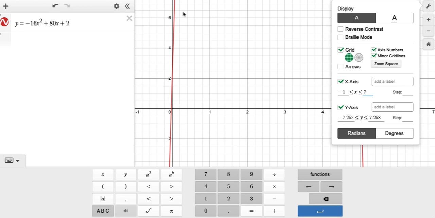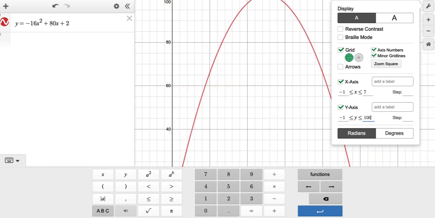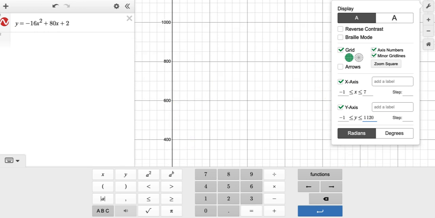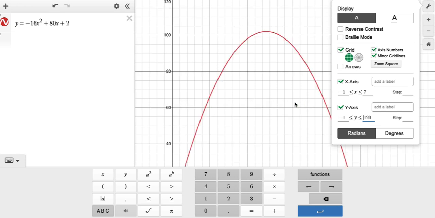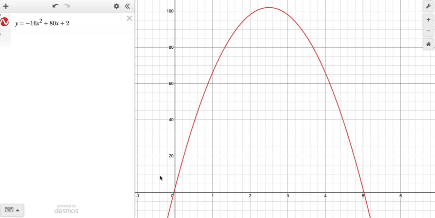And now I need to consider the y-axis and how high this ball can go. So I'm going to first change it to, let's say, negative 1, just so I can see the x-axis. And then I'm going to go to, let's say 100. Let's see, does it get to 100? Oh, that seems pretty good. Let me go to 120 so I can get the entire graph. 120 looks perfect.